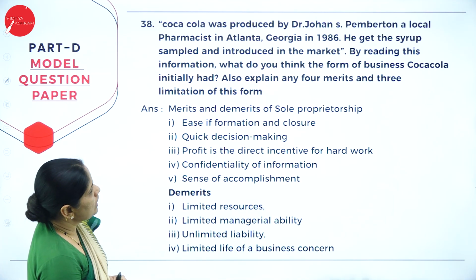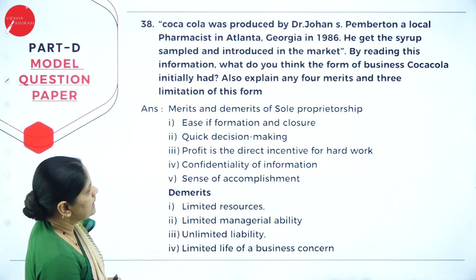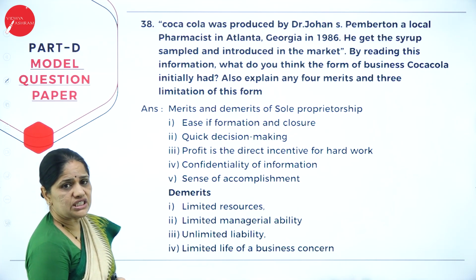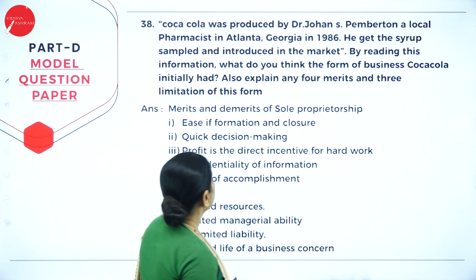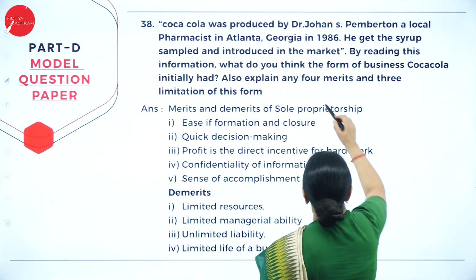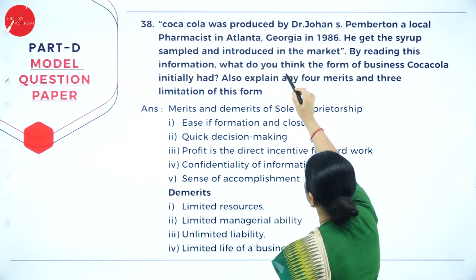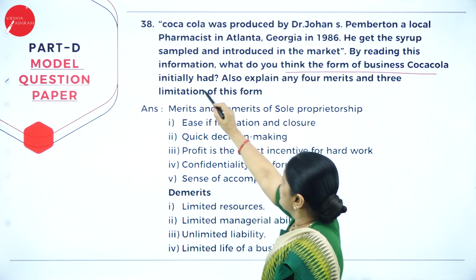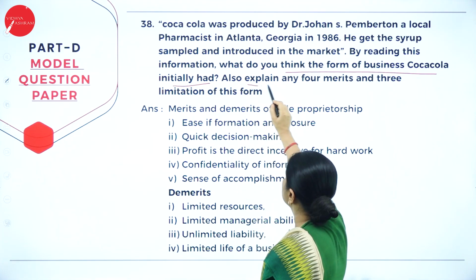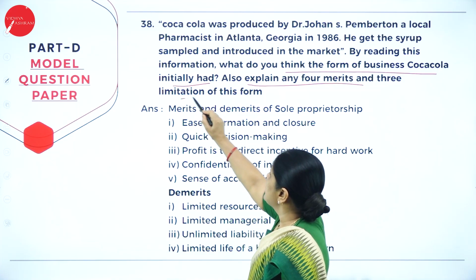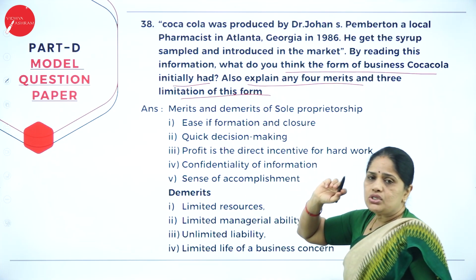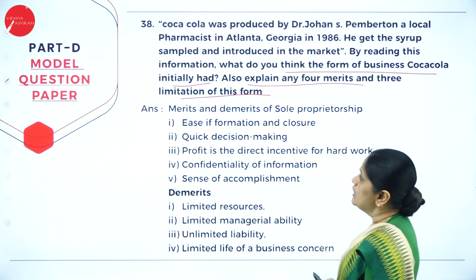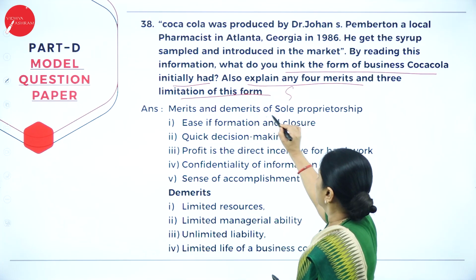Then, Coca-Cola was produced by Dr. Johann S. Pemberton, a local pharmacist in Atlanta, Georgia in 1986. He got the syrup sampled and introduced in the market. By reading this information, what do you think the form of business Coca-Cola initially had? Also explain any 4 merits and limitations of this firm. So this Coca-Cola business was initially a sole trading concern. So it is a sole proprietorship.